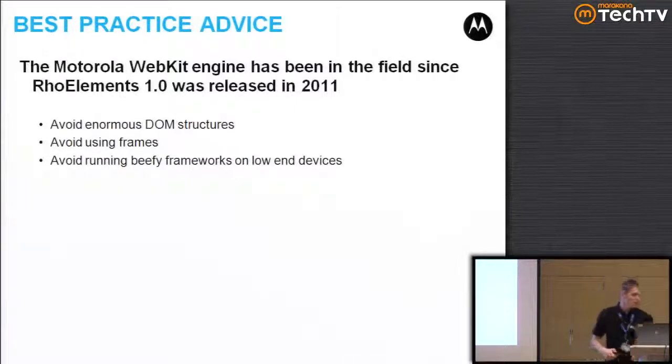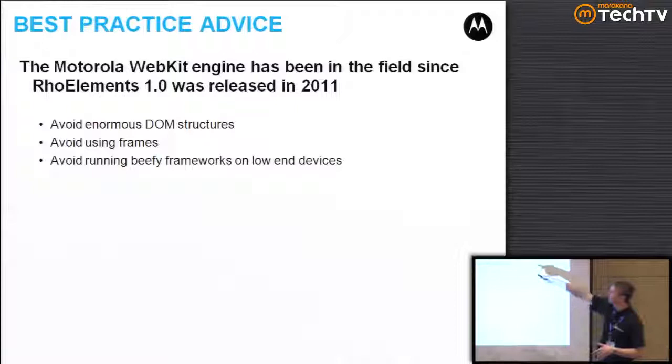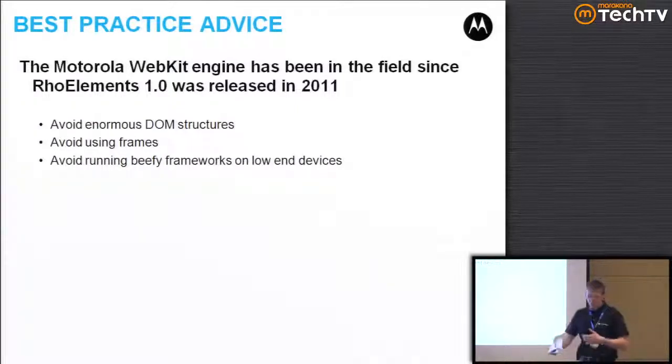But this is not an ET1. The ET1, for example, has a 1 gigahertz processor, whereas the ES400 has a 600 megahertz processor, for example. You're not going to get exactly the same performance from those two devices because they're not the same. So just a couple of things here to really try and avoid enormous DOM structures in the device. Just use Ajax. Just get the bits of the pages in as you need them.